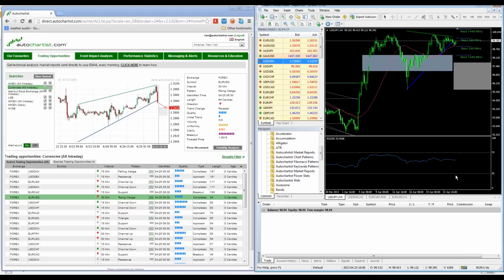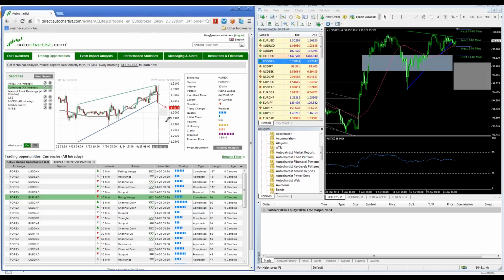Now, having said that, you're probably wondering, why don't we just do the work for you on Autochartist, right? Why don't we just add in a nice moving average, right? I mean, I know that's on everyone's mind. Why don't you just add in a nice moving average here so that everyone can see what's going on and we can make a trading decision?